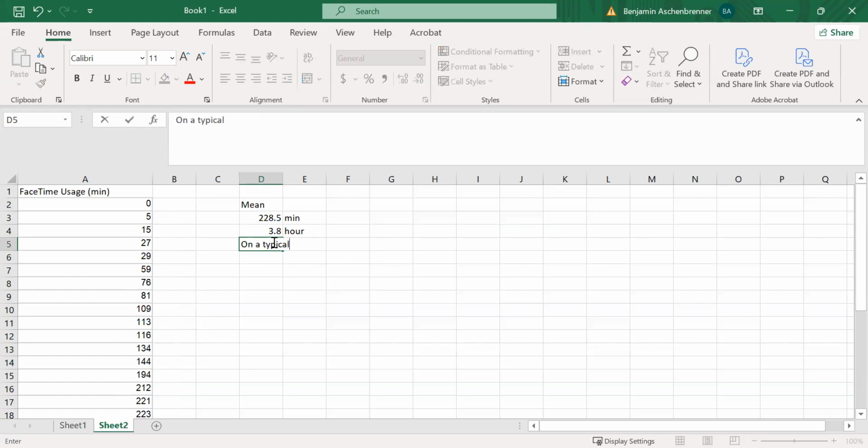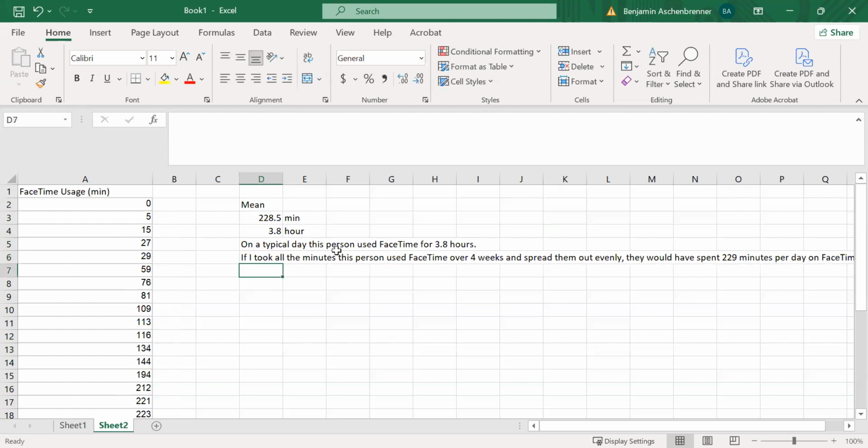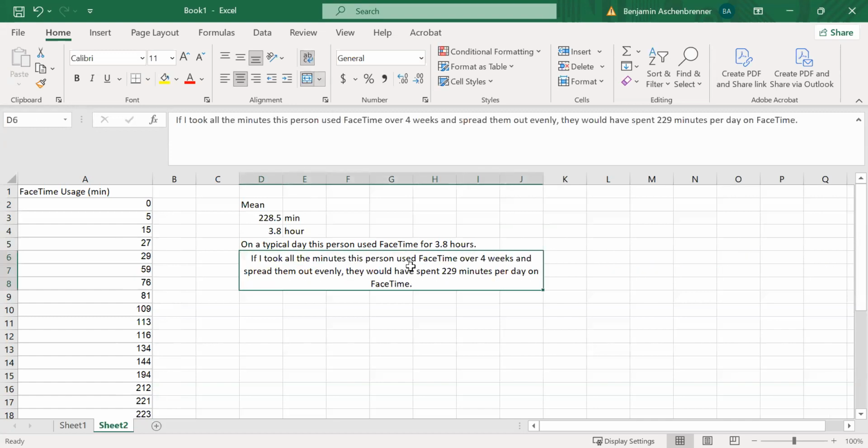So on a typical day, this person used FaceTime for 3.8 hours. If I wanted to be more communicative about the actual significance of the mean, I would say something more like, if I took all the minutes this person used FaceTime over 4 weeks and spread them out evenly, they would have spent 229 minutes per day on FaceTime. That is literally what the mean is doing.